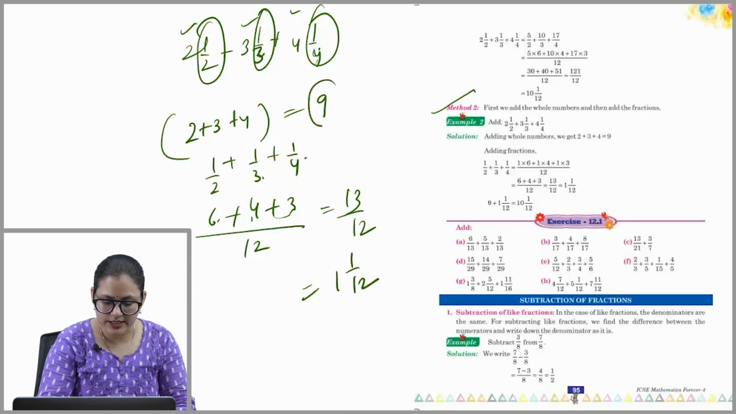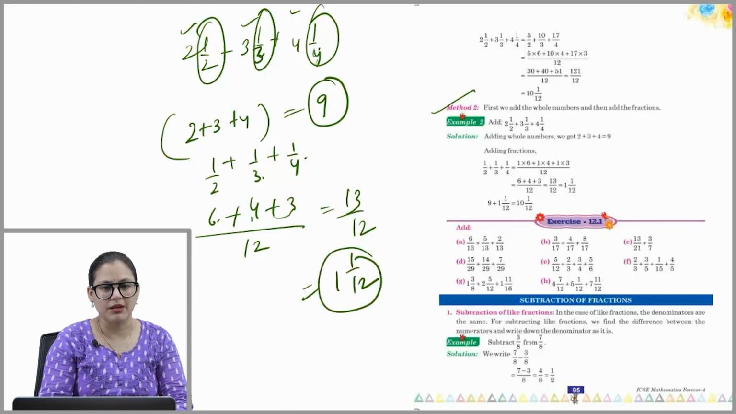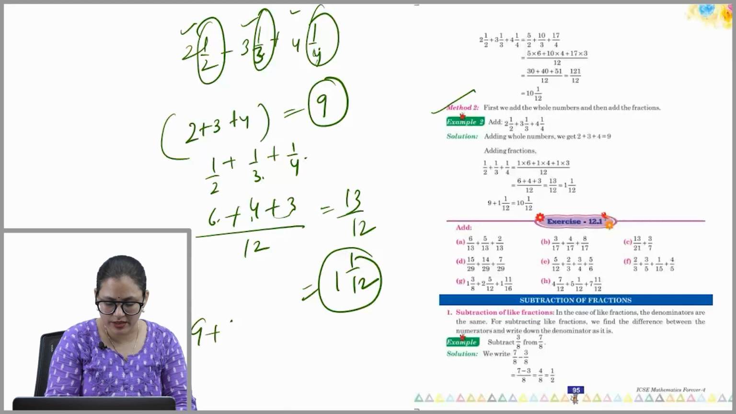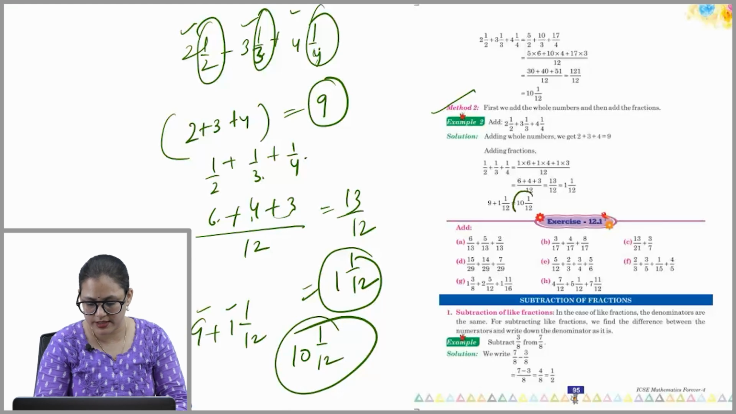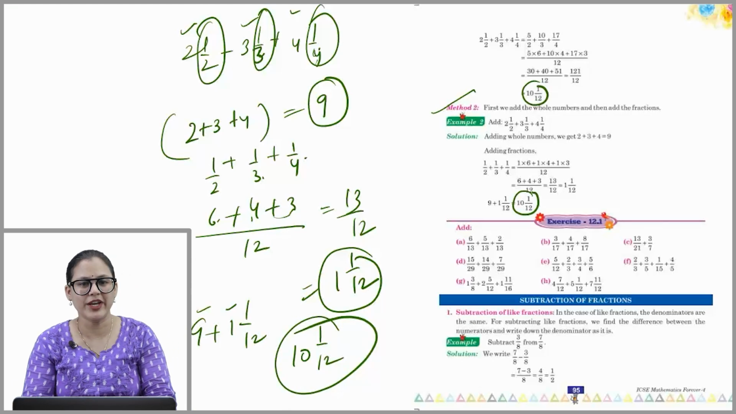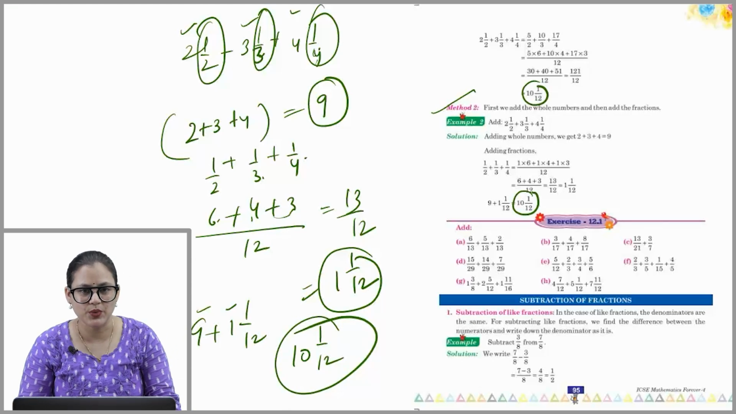Now add this number and this mixed number. 9 plus 1, 1 by 12. This is a whole number, so 9 plus 1 is 10, 1 by 12. Okay. In both the cases, you will get the same answer. Okay. Now let's do exercise 12.1.